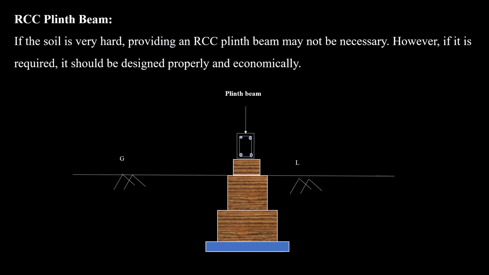RCC plinth beam. If the soil is very hard, providing an RCC plinth beam may not be necessary. However, if it is required, it should be designed properly and economically by the engineer in charge. You can see the plinth beam provided here. This plinth beam also helps in getting the rigidity of the building. In case of small earthquakes, the plinth beam will help to resist those earthquake vibrations. And also this plinth beam helps in reducing the slenderness of the columns. So the engineer has to decide whether the provision of a plinth beam is required or not.